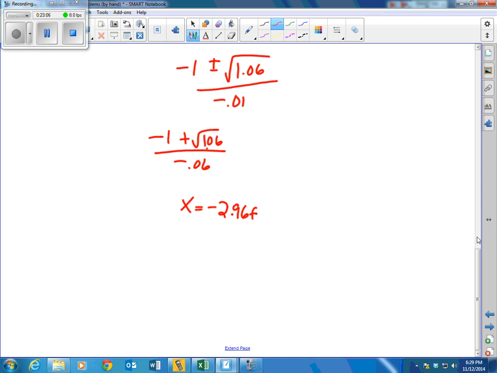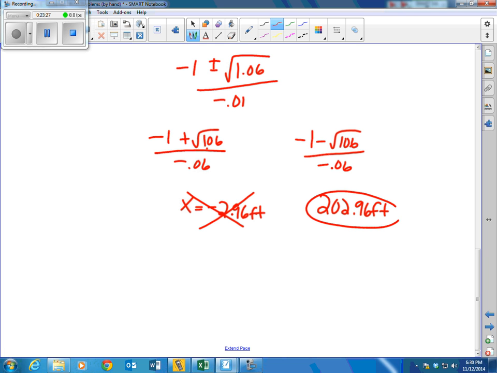Well, you can't travel a negative horizontal distance, so this answer actually makes no sense in the problem. Then you'll do it again with negative 1 minus the square root of 1.06 over negative 0.01. When you plug that into your calculator, you should get 202.96 feet. So it's going to travel 202.96 feet horizontally before it hits the ground.